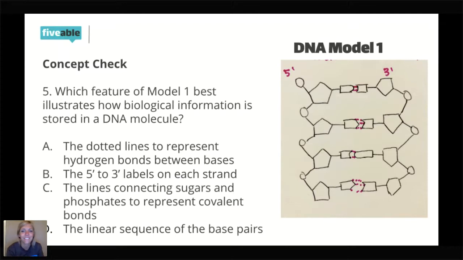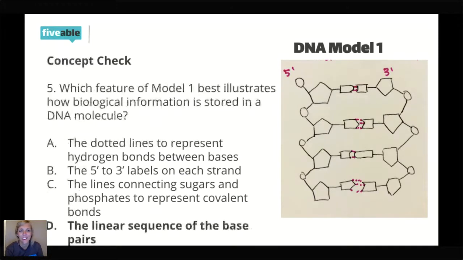Great, yay, everyone's getting it. Maybe I gave it away with my tone. But yes, it's the linear sequence. That's what makes it biological. Okay, awesome. Okay, great job.